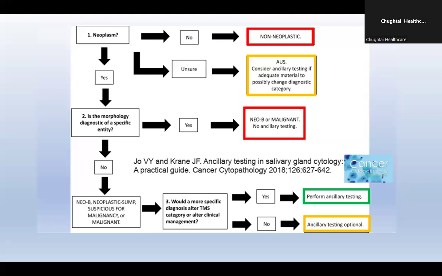So the next question you ask yourself is, is the morphology diagnostic for a specific entity? If it is diagnostic for the specific entity, then you reach your diagnosis, either a benign neoplasm or a malignant neoplasm, and there's no need to apply further IHC or ancillary testing. But if it is not diagnostic of a specific entity, then it could be a benign neoplasm, malignant neoplasm, or suspicious for malignancy. So the next question you ask yourself is, would a specific diagnosis alter the category of the Milan system or not? If the diagnostic category of the Milan system is altered, then we apply ancillary testing. And if it doesn't change the diagnostic category, then it is optional to apply IHC staining.